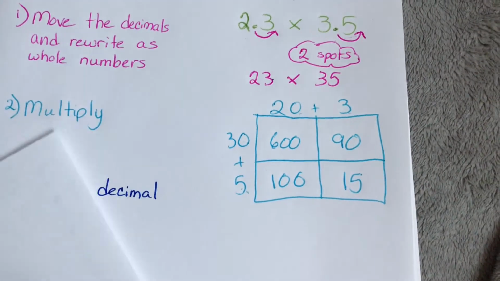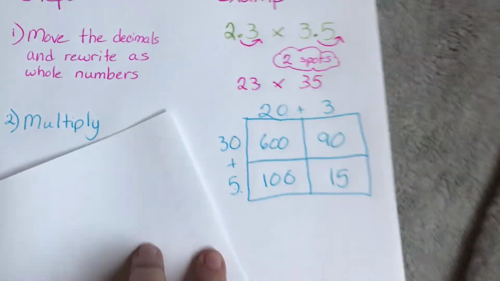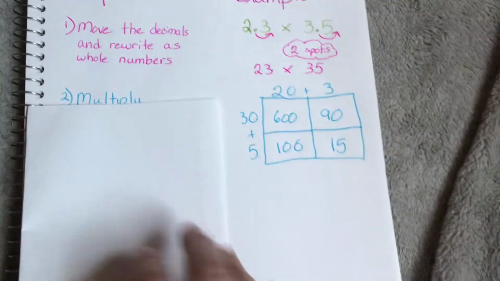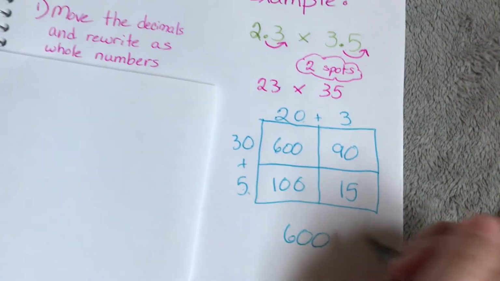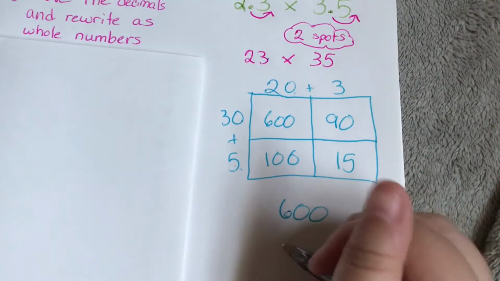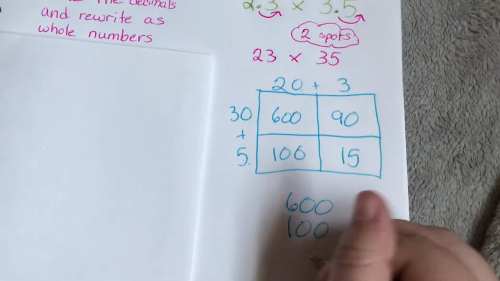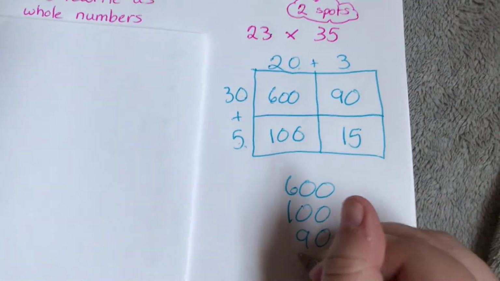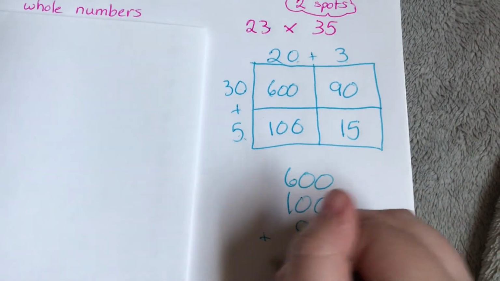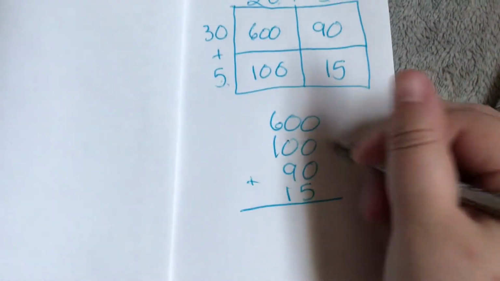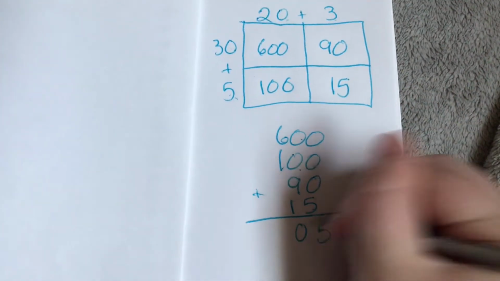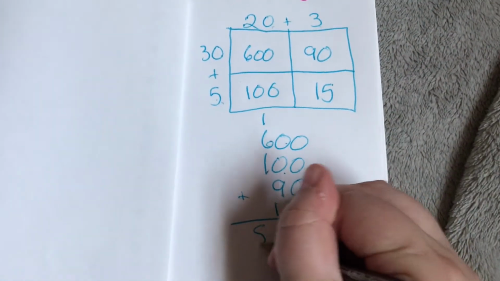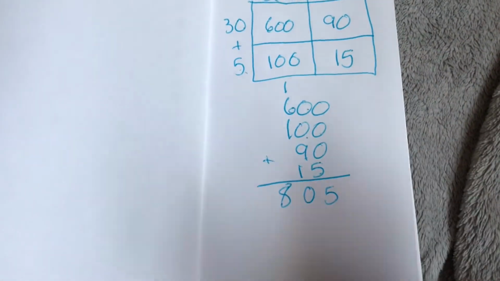So what we do next is we add them all together. So we have 600, 100, 90, and 15. So we're going to add all the numbers together. 0, 0, 0, if we have 5, 10, and 8. So it looks like our answer is 805.